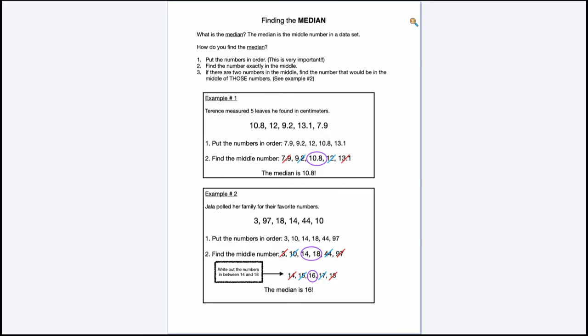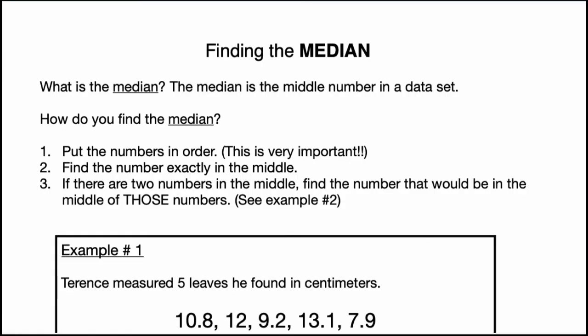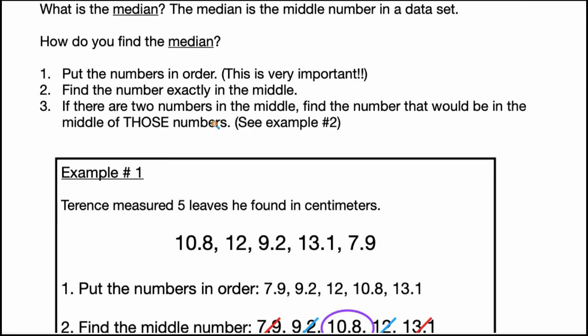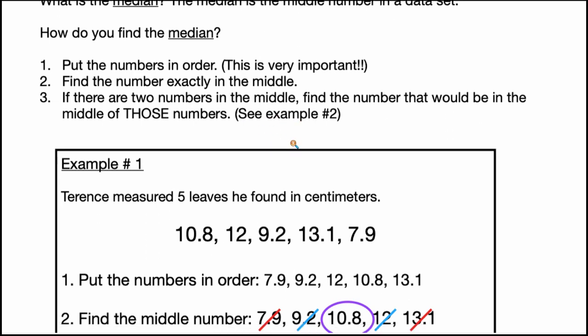All right, so here's the note page. It's in the packet. Finding the median, just a really quick review. The median is the middle number in a data set. How do you find the median? First, you put the numbers in order. This is very important. We talked about that. Find the number exactly in the middle. If there are 2 numbers in the middle, find the number that would be in the middle of those numbers. So we'll look at example number 2 for that one.